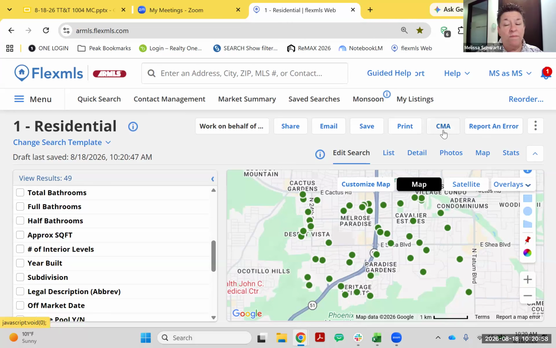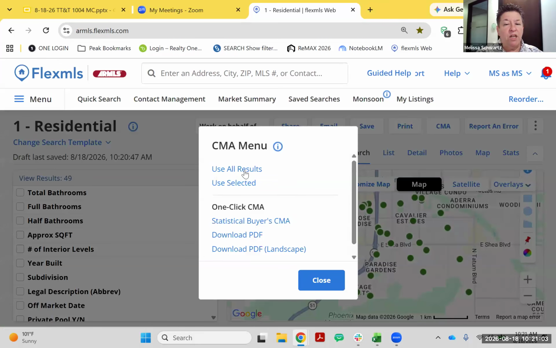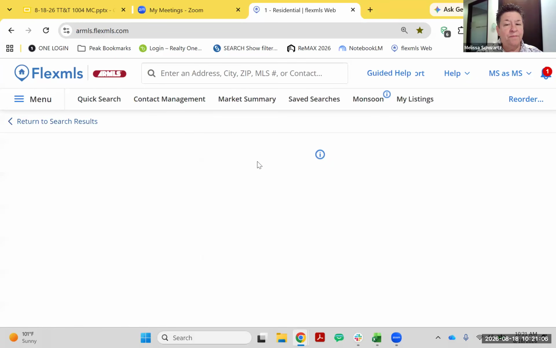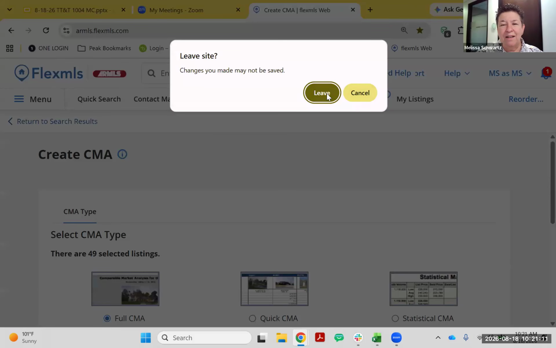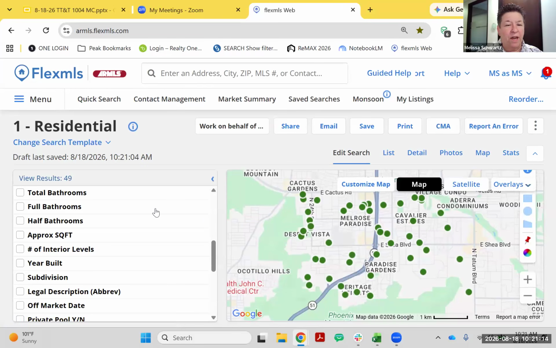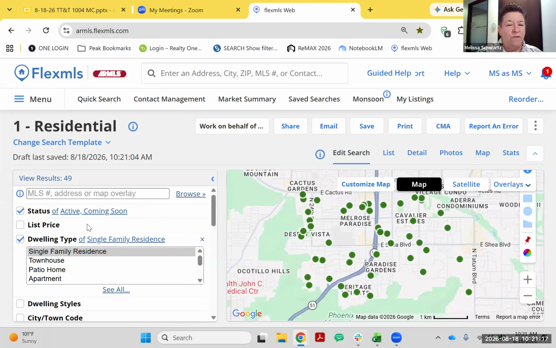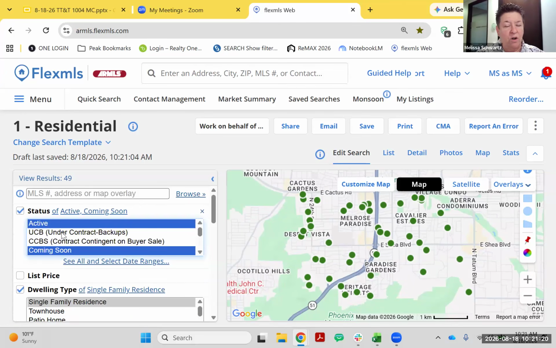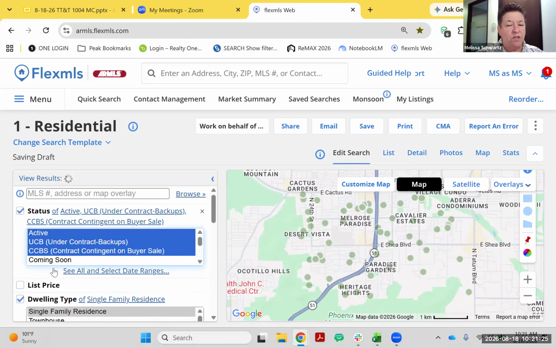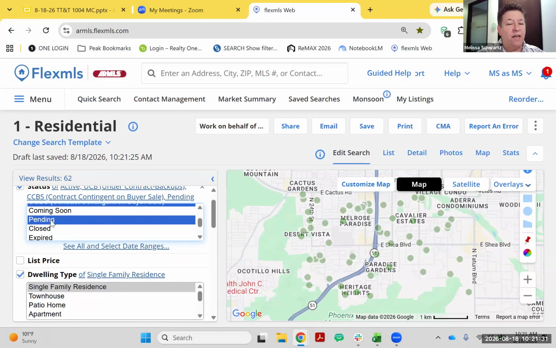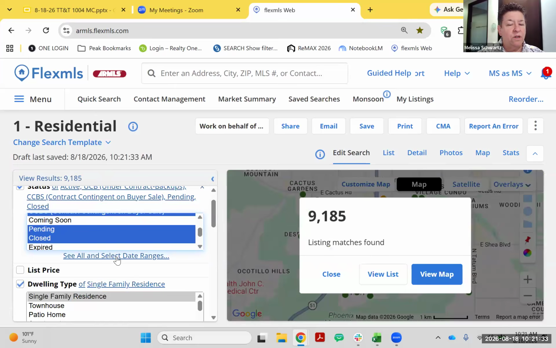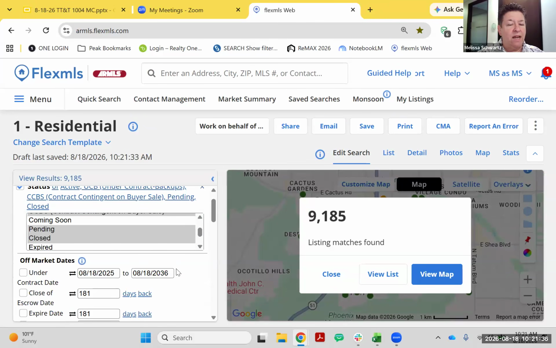So here, I'm going to go up to the CMA in the upper right corner, right? And I'm going to say use all results. Oh, you know what? I did not do all this right. Okay, I forgot something, right? So we've got to go up to status here. I forgot all of this. So we're going to do active, UCB, CCBS. We're getting rid of coming soon. And if you don't know, I'm hitting the control key to get these specific individual ones, right? Pending and closed. And then I'm going to select the date range, right?